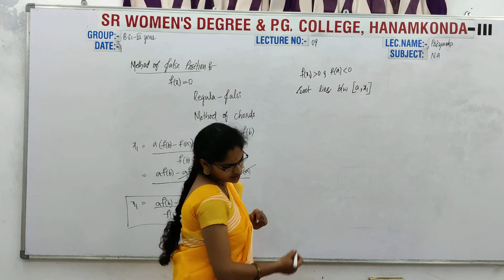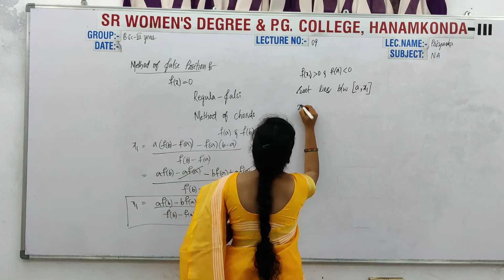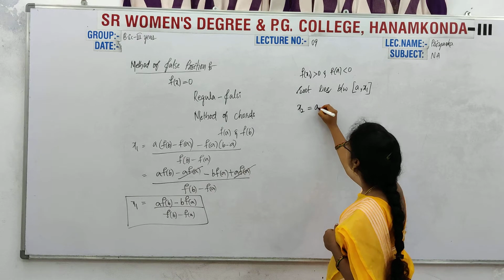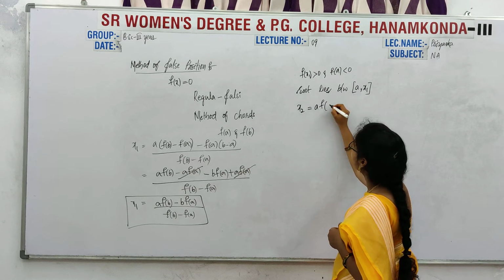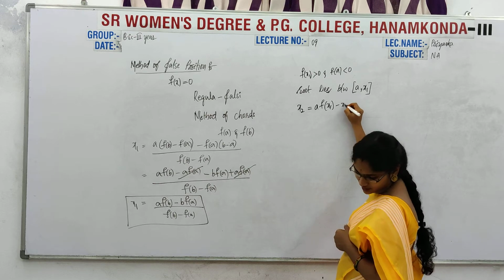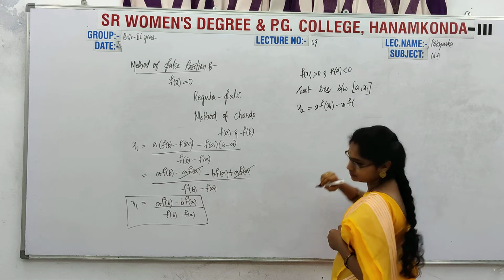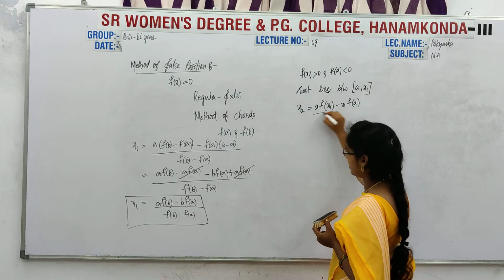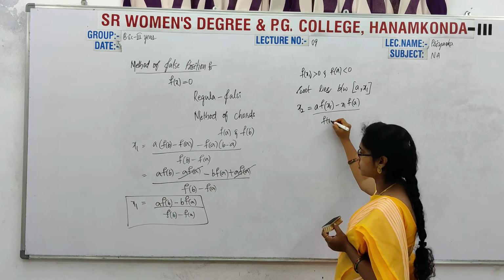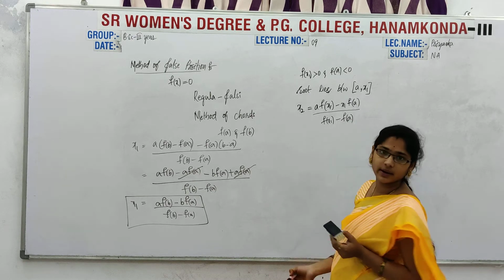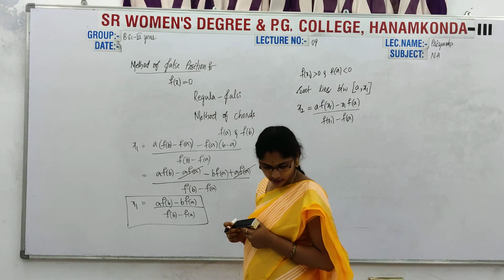Okay, so then what is the formula? Next formula is x2 equal to, now what you have to do? Same formula: a, f of b, in the place of b we put x1, so x2 equal to a into f of x1 minus x1 into f of a, by f of x1 minus f of a.